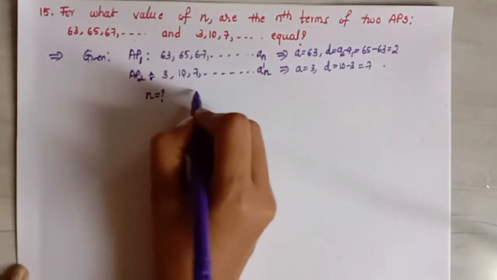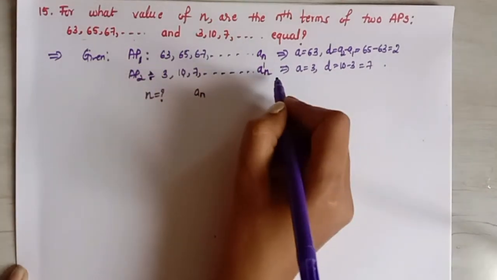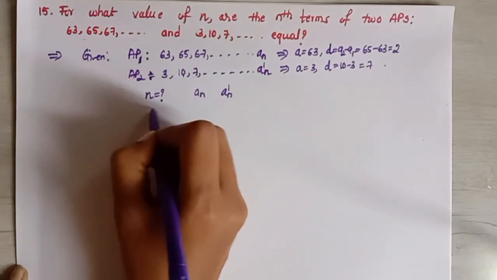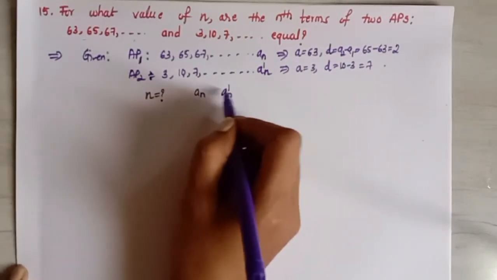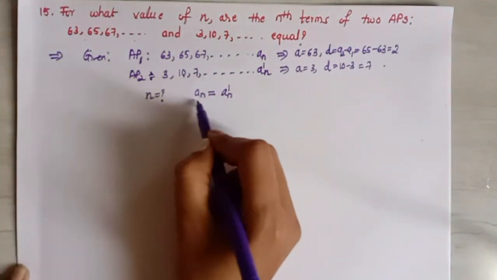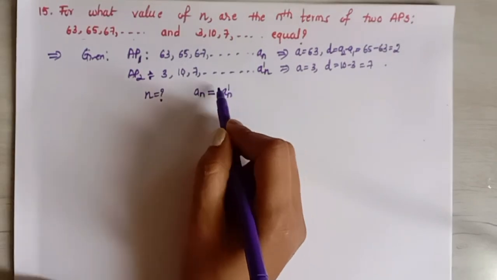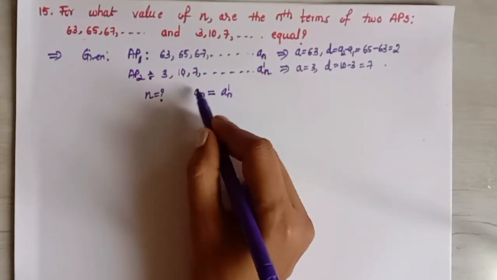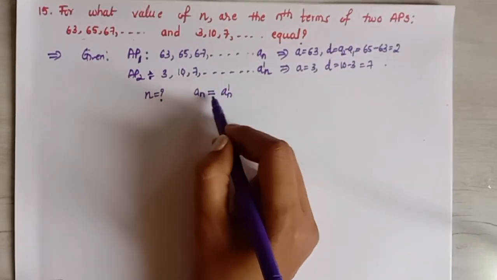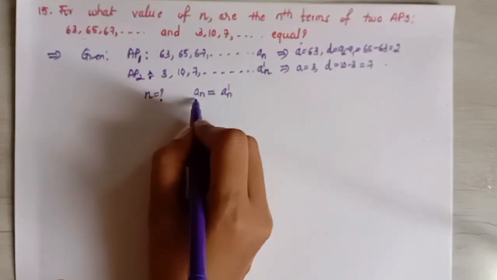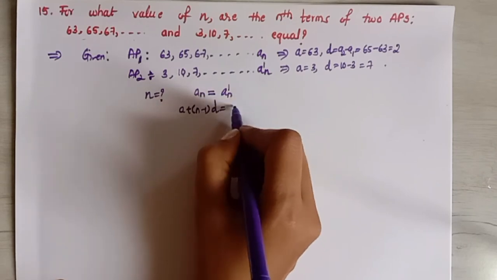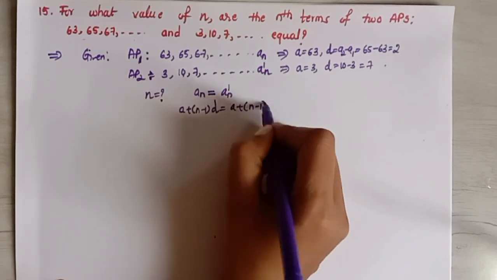So here the nth term is an and for this AP the nth term we have taken as an dash. For what value of n are these two terms equal, they have asked. Therefore using this given condition we can find n. So let us substitute all the values in the an and an dash formula. The an formula is a plus n minus 1 into d. Here it is also a plus n minus 1 into d only.